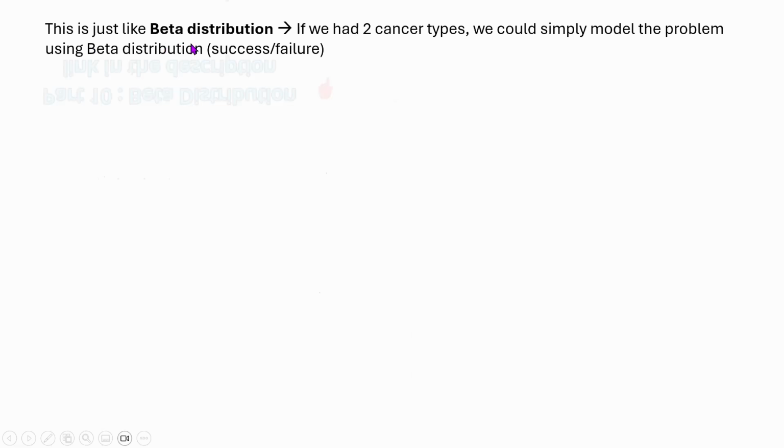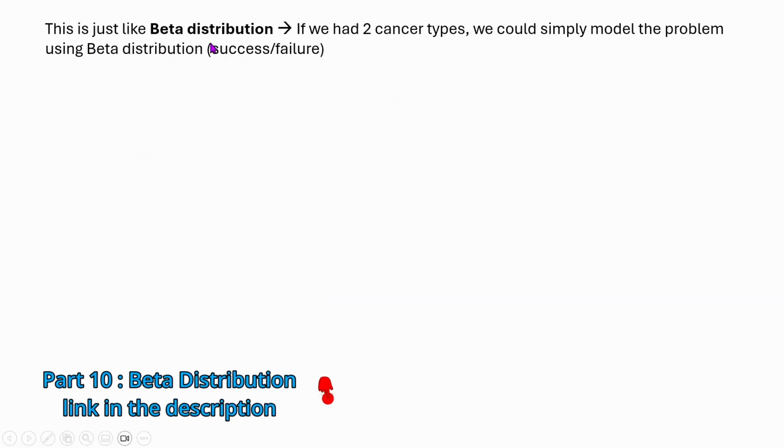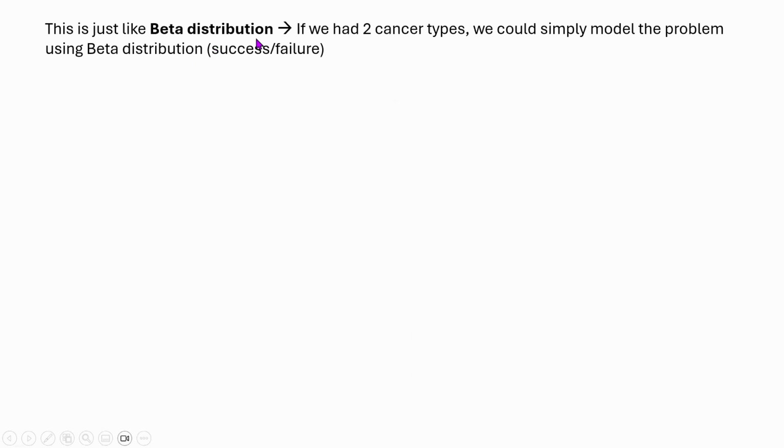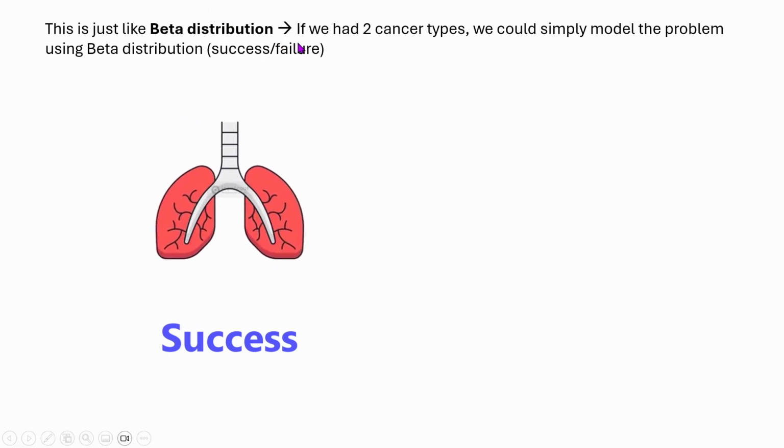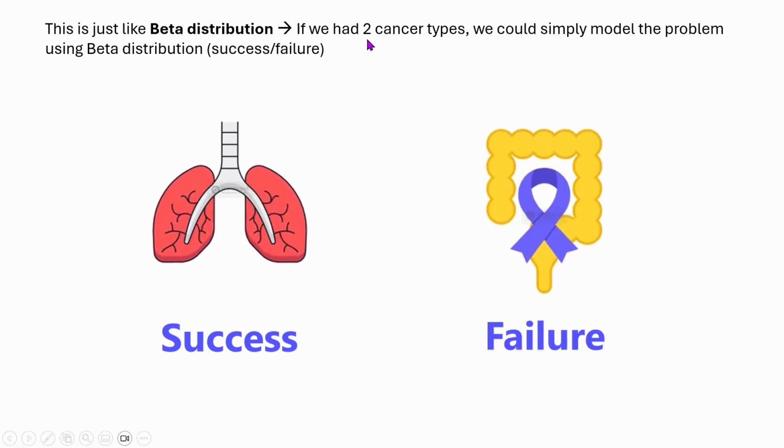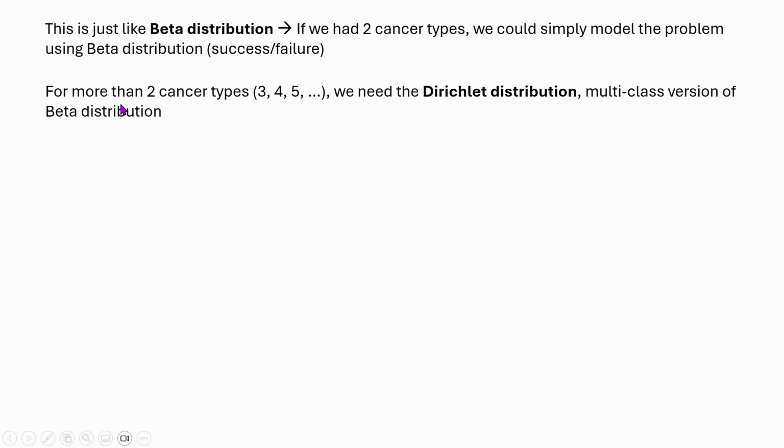This is just like beta distribution. Those of you who know beta distribution already know what I'm talking about here. And again, you need to see the previous video to understand this at its full glory. If we had 2 cancer types instead of the 3 discussed here, we could simply model the problem using beta distribution. Suppose we have lung cancer and colon cancer: if there is a lung cancer patient, then we have a success, and if there is a colon cancer patient, then we have a failure. But for more than 2 cancer types, 3, 4, 5, 20, anything, we need the Dirichlet distribution, which is the multi-class version of the beta distribution.